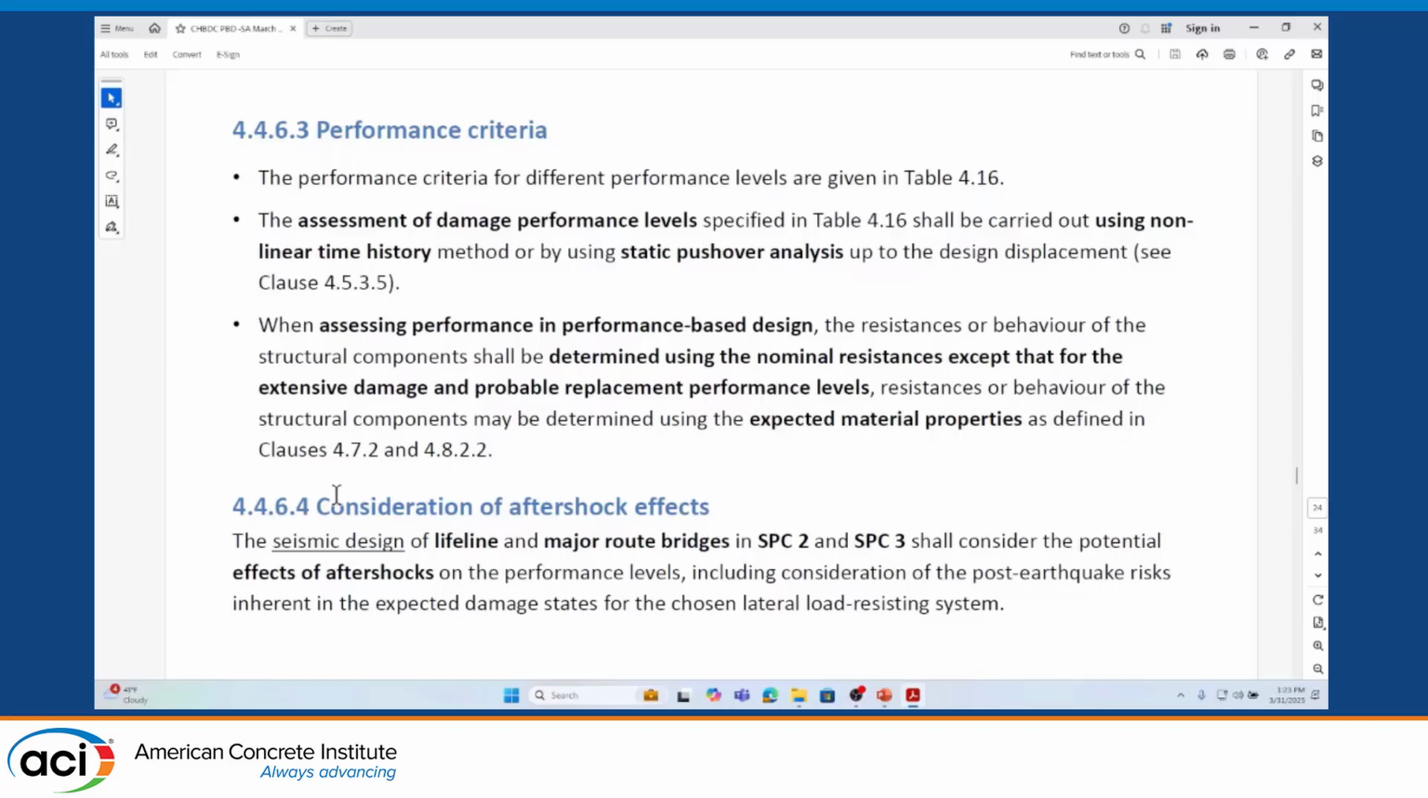For seismic design of lifeline and major route bridges in seismic performance category 2 and 3, you have to consider aftershock effects. However, the code does not provide enough guidance on how to do that. Okay?